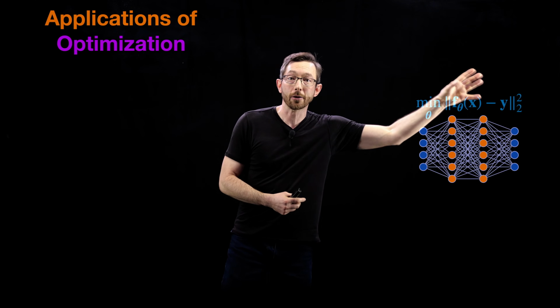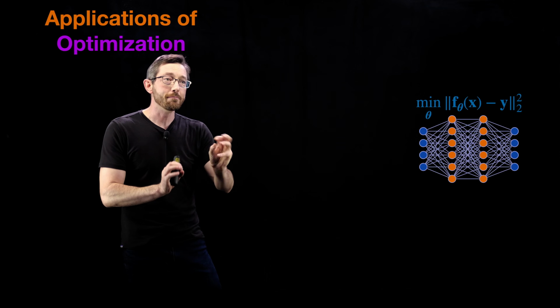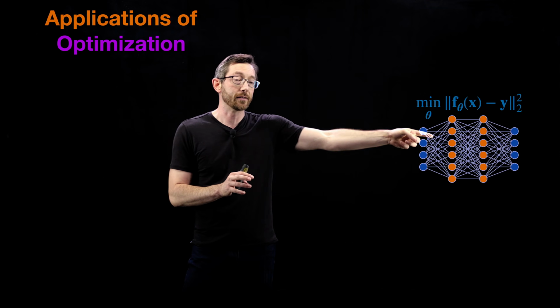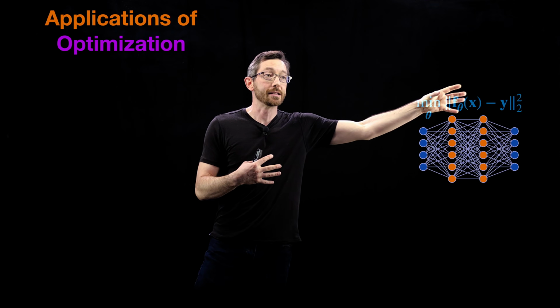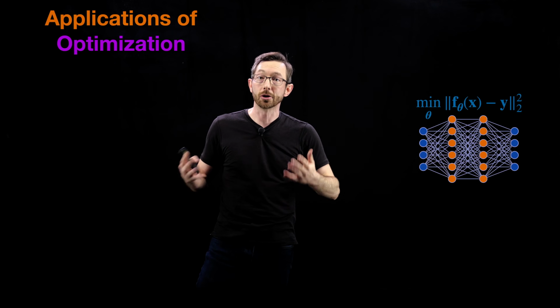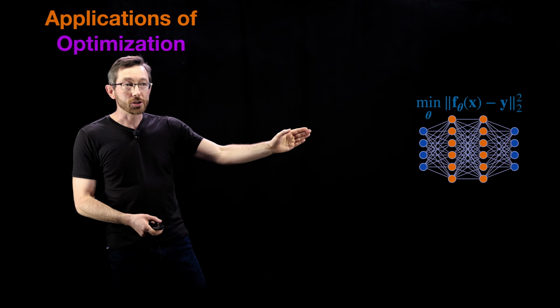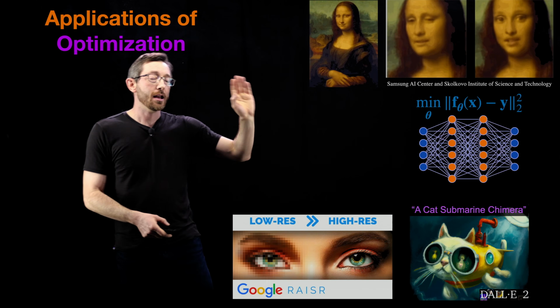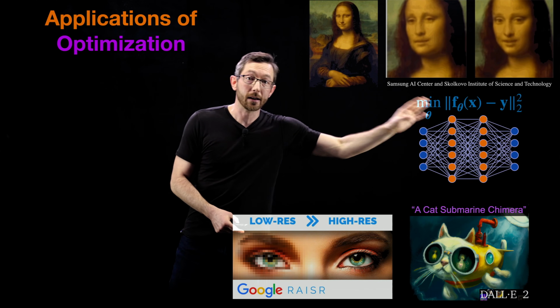So this would be the error of the machine learning model, and you're going to minimize over the weights, in this case of a neural network, the sum of the square of the errors of this model averaged over the training data. Every machine learning model you've ever seen has been trained using optimization.